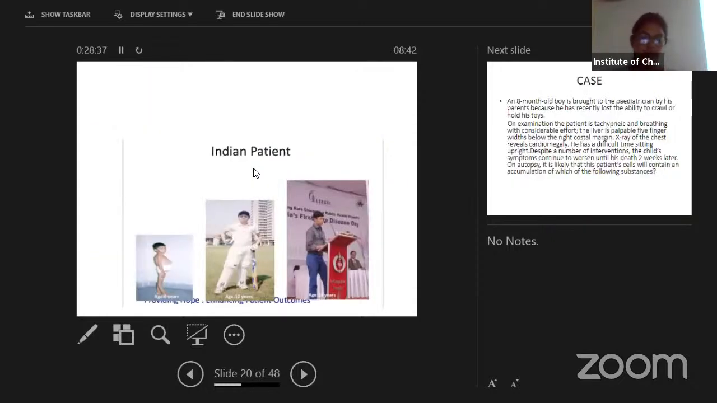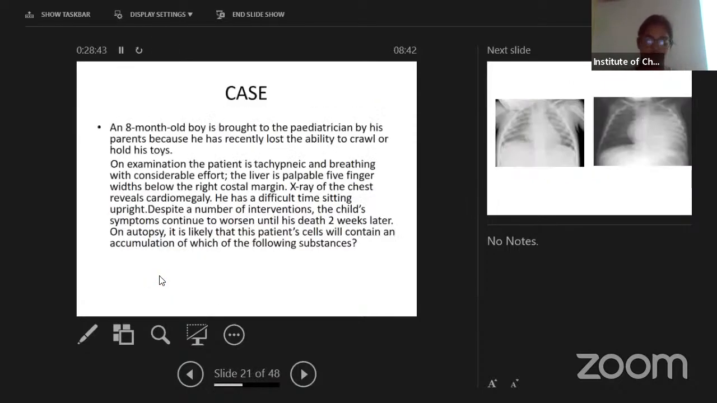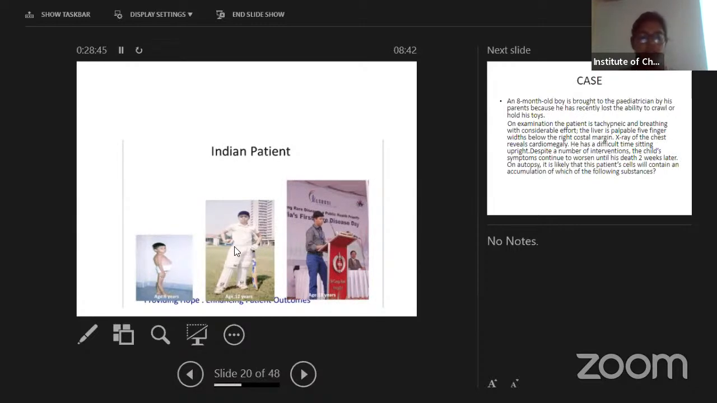And this is the picture of that child who was admitted at 6 years of age, and this is the picture after starting enzyme replacement therapy, at 12 years of age. Now this baby is 18 years old, and he is doing well in life, and he continues on enzyme replacement therapy.